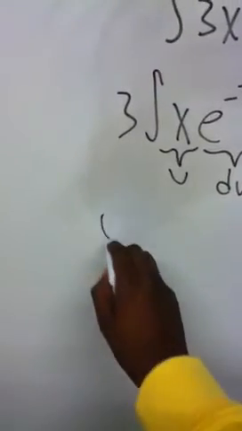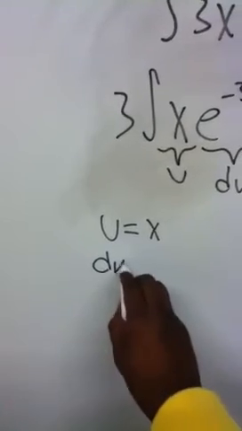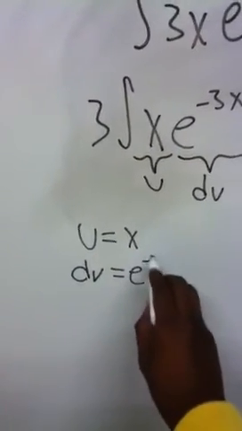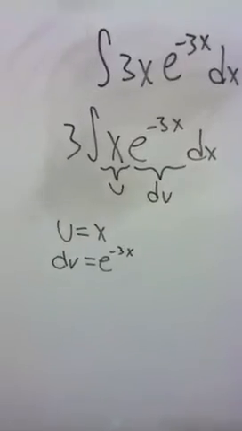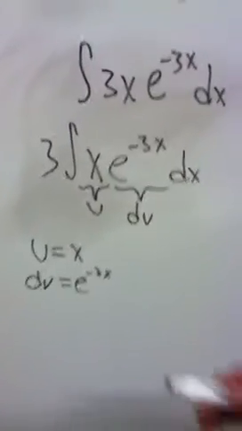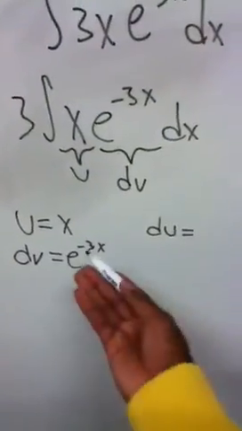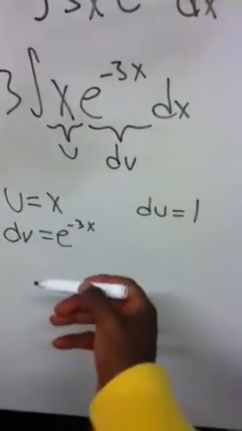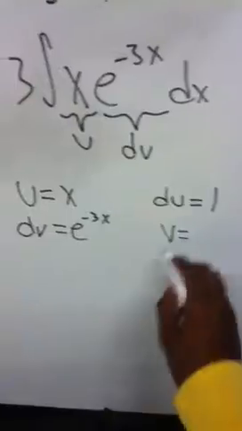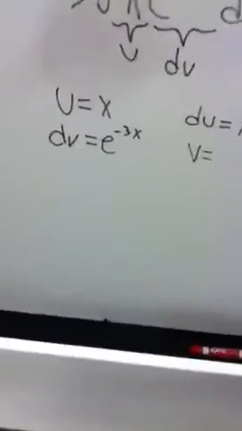So once you have your u and your dv, go ahead and set them equal here. u equals x, and dv equals e to the negative 3x. So you know what your u is and you know what your dv is. Now you can go ahead and find your du and your v. So du, which is just the derivative of u, is going to be equal to 1 because the derivative of x is just 1. And v is going to be equal to the integral of e to the negative 3x. So all you have to do is solve the integral of that, and that's an integral you can solve.